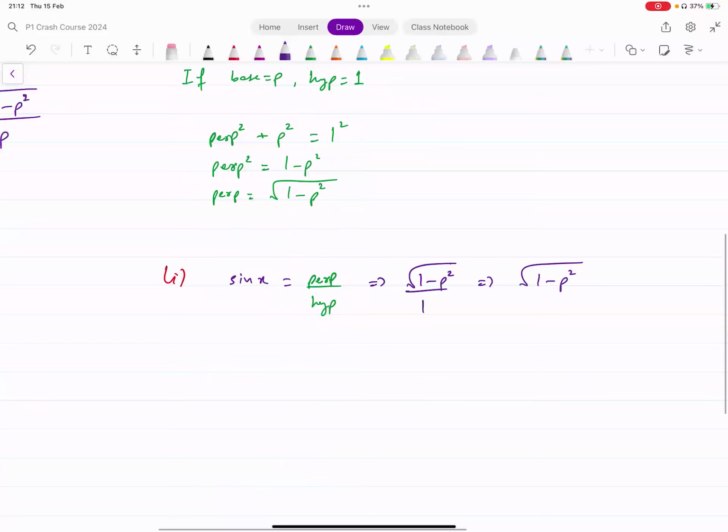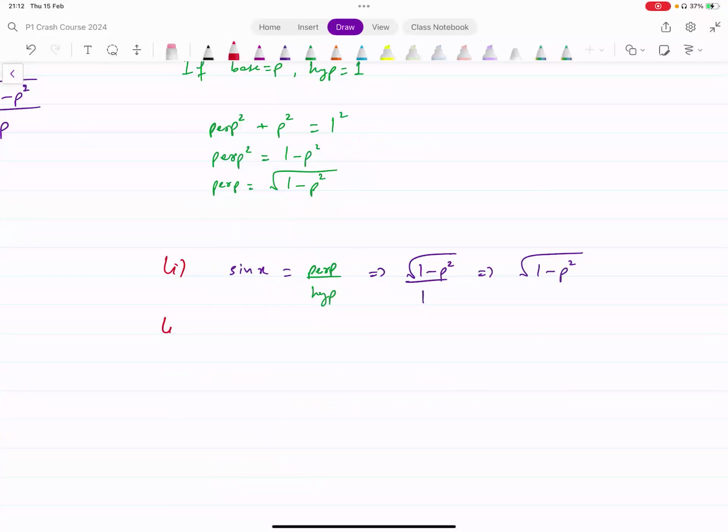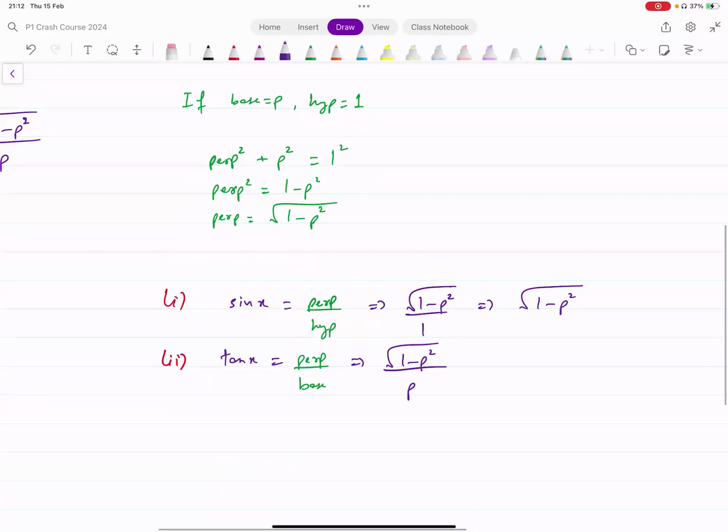Okay. All right. Then we have to find tan of x. How is tan defined? Tan is defined as opposite or perpendicular divided by the base. What's the perpendicular? The perpendicular is square root of 1 minus p squared. Base is p, so that is your tan. And again, it's the first quadrant, so tan is also positive. Then they ask us for tan of 90 minus x.